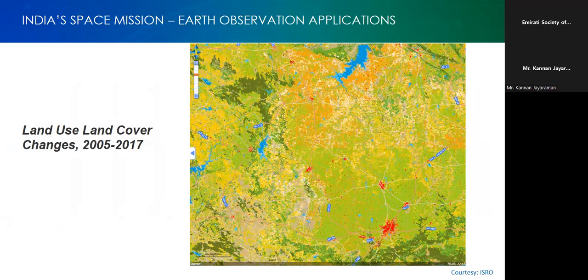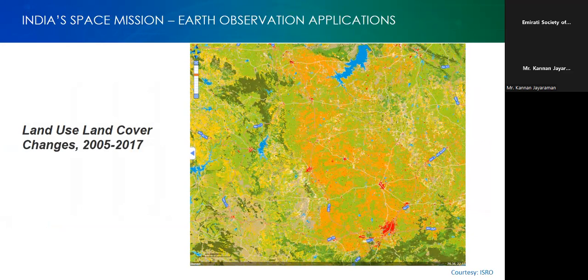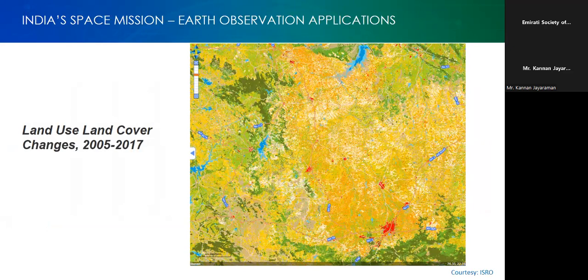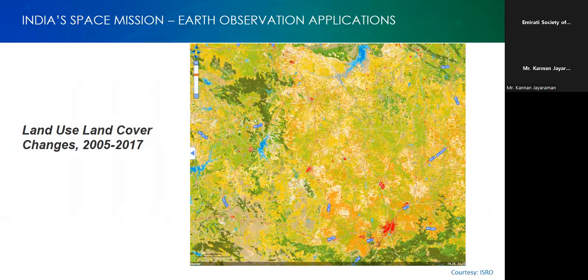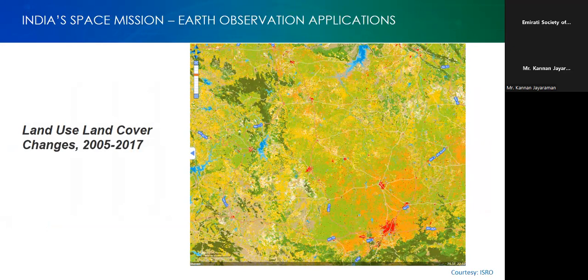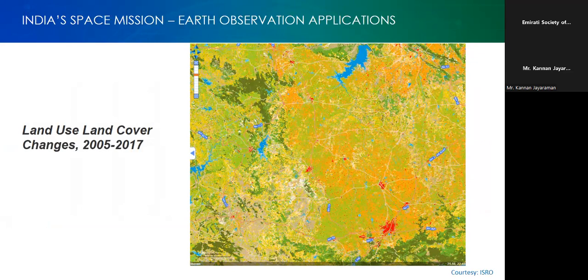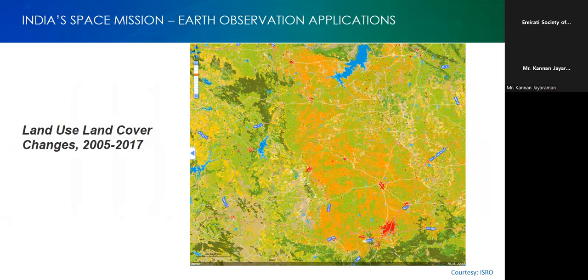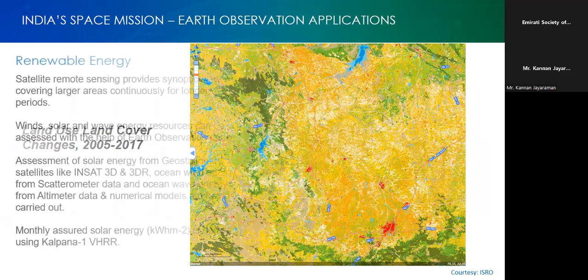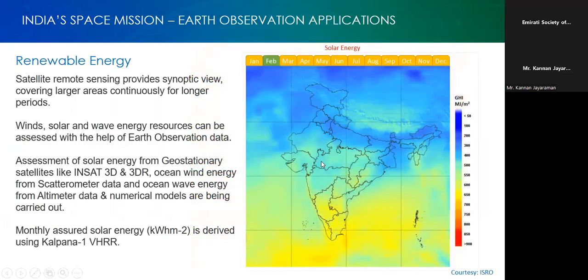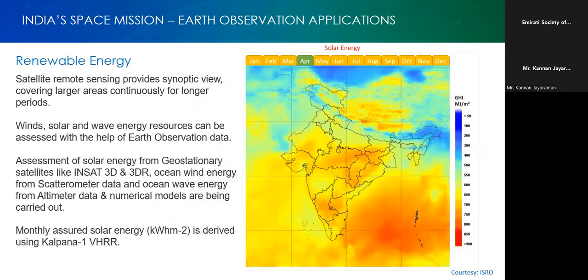Now, the Earth observation applications, for example, one of the applications that was used was land use land cover. This was one of the interesting applications that you can do using the satellite images that are available today. This is one of the examples, land use land cover changes over 2005 to 2017, and there are other applications we are thinking about.